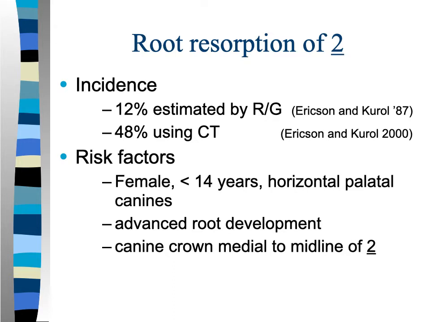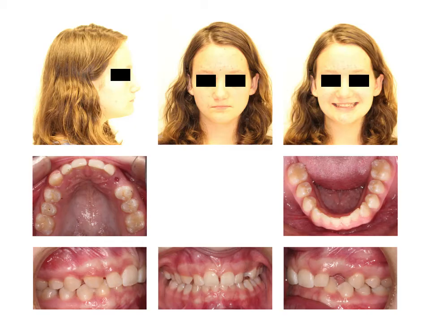So if the tip of the canine is mesial to the long axis of the two, or the midline of the two, this increases the chance of root resorption. So let's have a look at this patient.